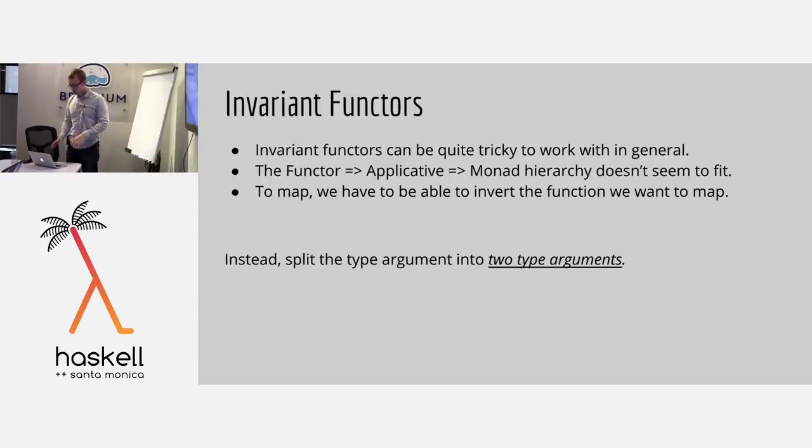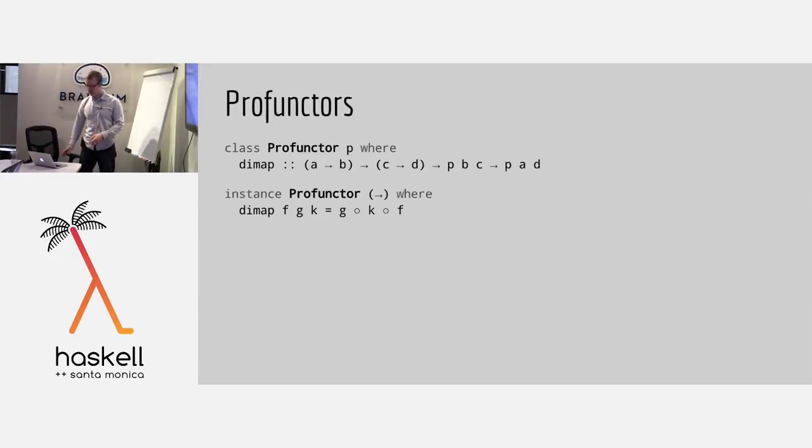So the profunctor approach and the profunctor class solve this in a different way. Instead of having one type argument that can appear in positive positions and in negative positions, we split it into two type arguments. So you have one type argument that's dedicated for all the positive occurrences, and then a second one which is dedicated for all the negative occurrences. Okay. So here's a profunctor.